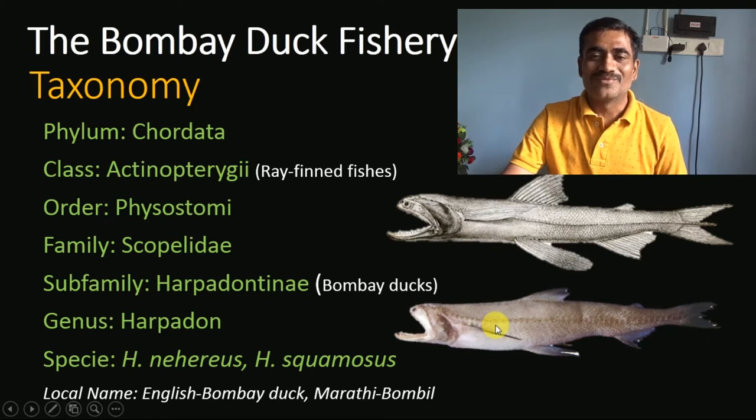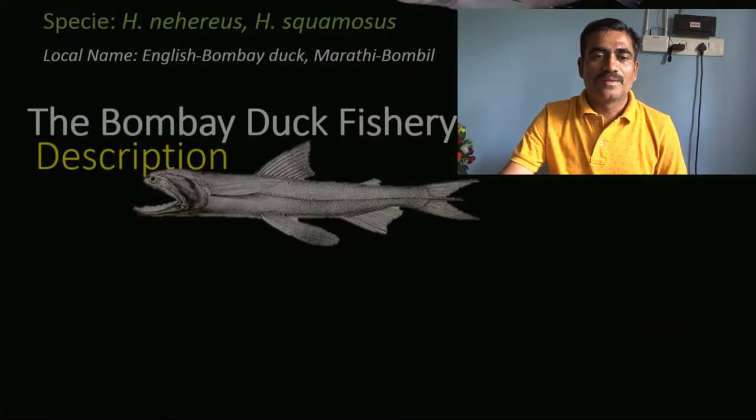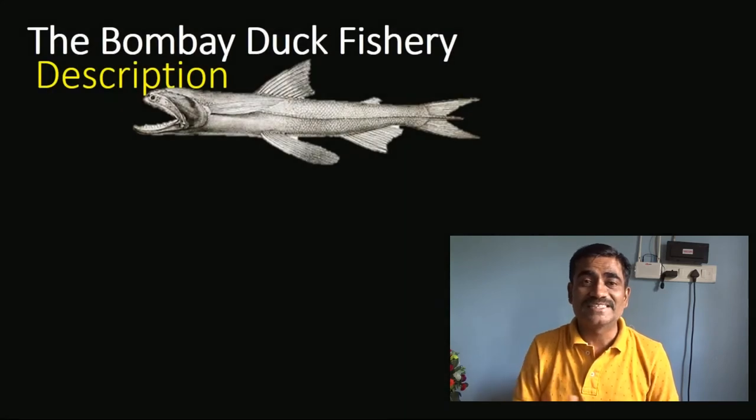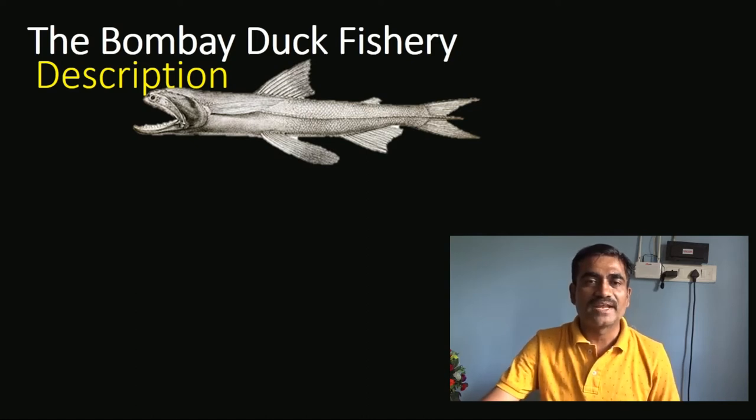It is a very gelatinous fish having a large mouth and a somewhat grayish brown color. That is the taxonomy: phylum Chordata, class Actinopterygii, the ray fin fishes, order Physostomi, family Scopelidae, subfamily Harpodontidae, genus Harpodon, and species Harpodon nehereus and Harpodon cumosus. These are the taxonomy of the Bombay duck. Now we will discuss the description, that is external features and identification characters, how we can identify the Bombay ducks.